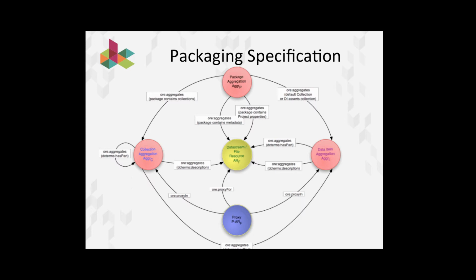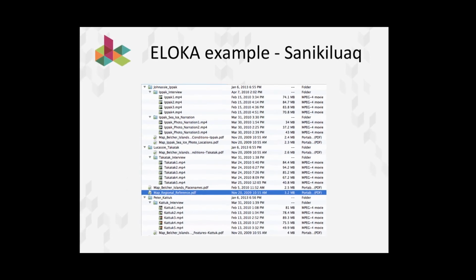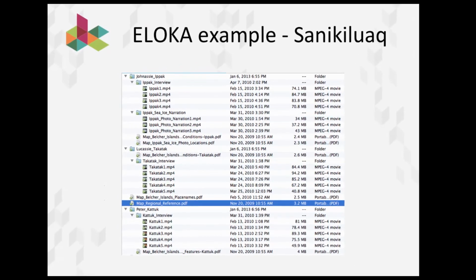Given this, let's take a quick look at a real example from the ELOKA project. These are the contents of the Sila Kaluwak project from the ELOKA program. The top-level folder isn't shown here, but is what the packaging tool would be pointed to. As you can see, left to its own devices, the package generator would create 3 top-level collections, one each for the Johnessy EPAC, Luckasy Takatak, and Peter Katuk directories. Also attached to the project would be 2 files containing maps.